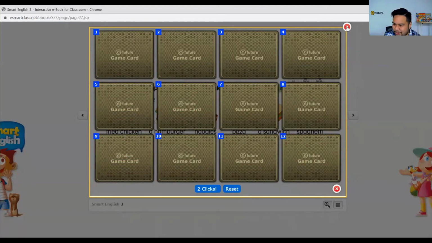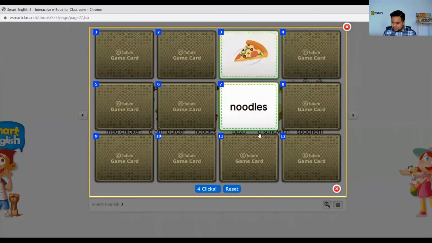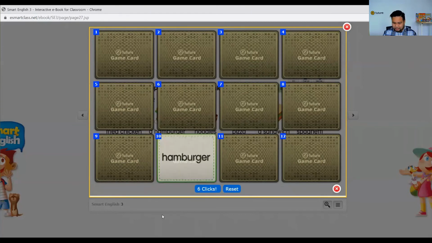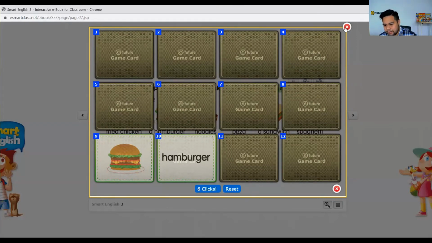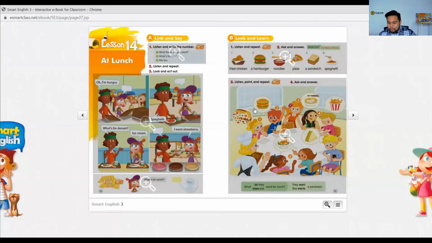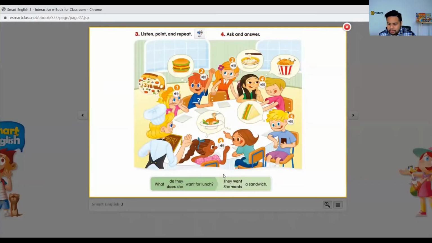Okay, so that's our memory game. So this practices, again, the vocabulary. Every time the students find one, like hamburger, you can do the dialogue with them. Ask the student who guessed correctly, what's for lunch? Or have the class say together, what's for lunch? And the student will say hamburger, and get them to practice. All right. And then we go into more listen, point, and repeat.